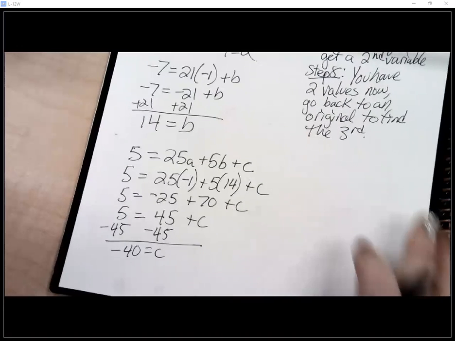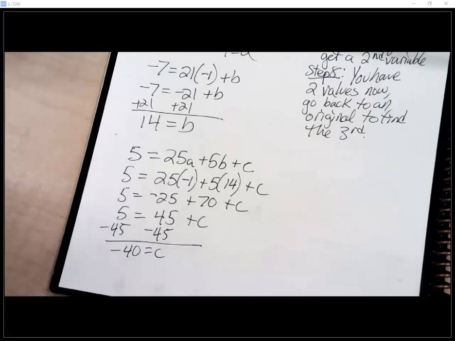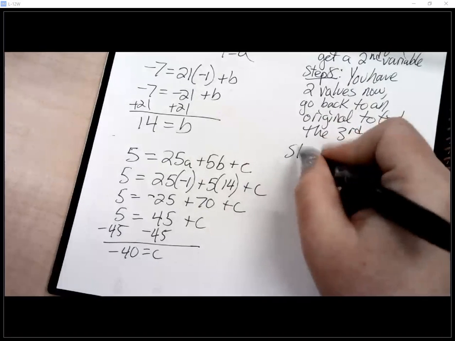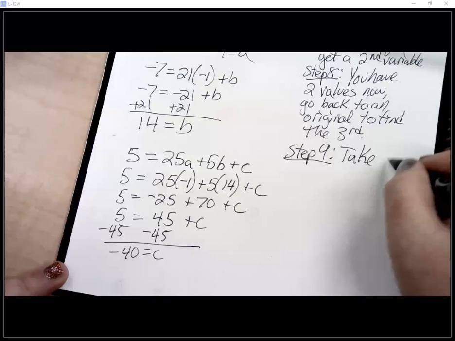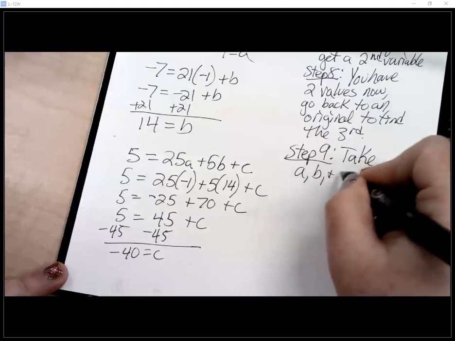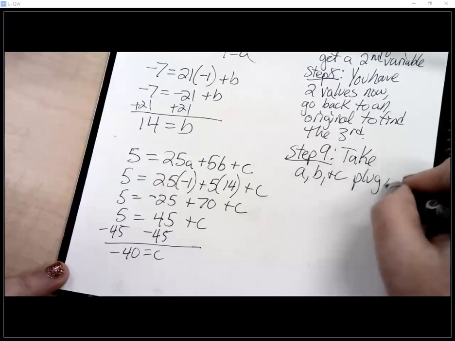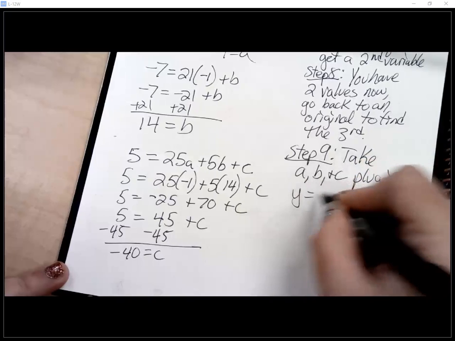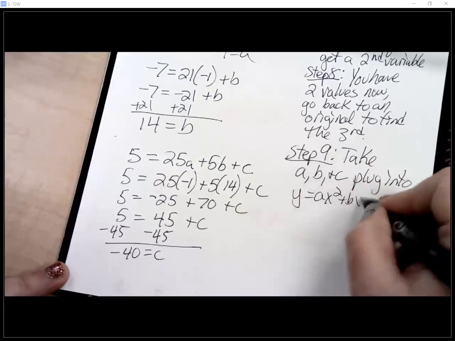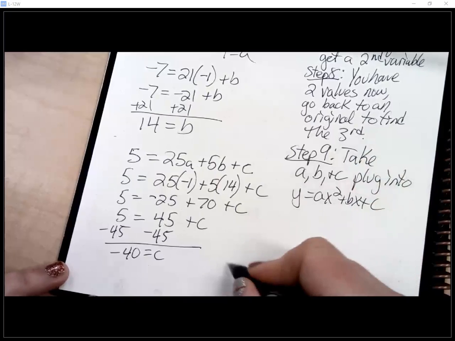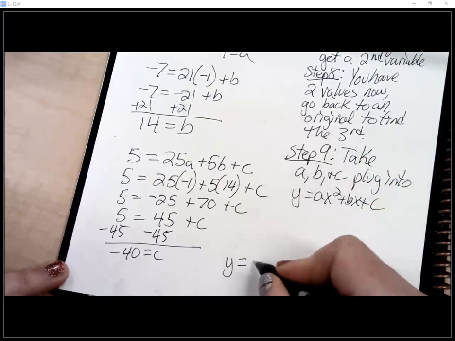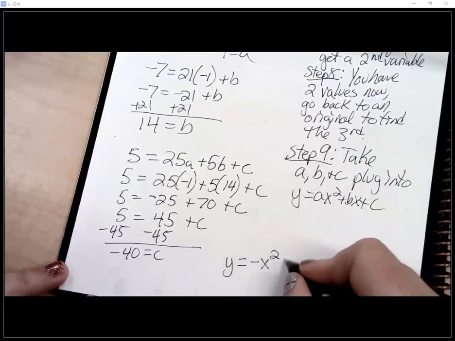So your very last step. And now you just have to put all this together. So now that you know what A, B, and C are, you just plug them into the standard form for a quadratic. Step 9: take A, B, and C and plug into y equals ax squared plus bx plus c. So if I put it all together, we're gonna have y equals, a was -1, so -x squared plus 14x minus 40.